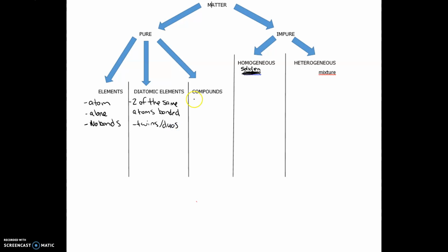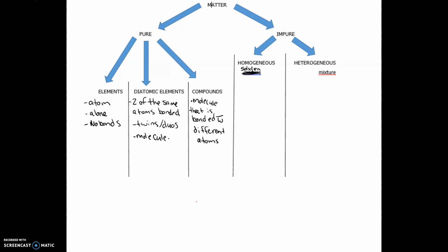For compounds, this is a molecule that is bonded, and we're going to include differently bonded, so bonded with different atoms there. I like that better. Okay, so this is also a molecule because there's more than one atom and there are bonds. So think of molecule as married. But yeah, diatomic is two of the same atoms, while compounds have different atoms.